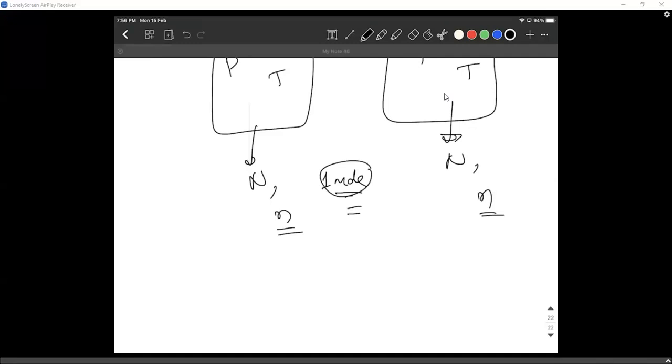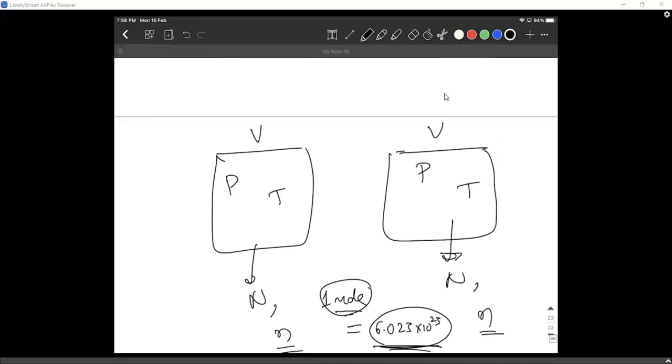A mole is a specific number of molecules. Can somebody give me the number? 6.023 into, Sharath, yes, you are right. 6.023 into 10 to the power of 23 number of molecules is called 1 mole. So as long as these three quantities are equal in two gases, you can be pretty sure that the number of moles are basically equal.